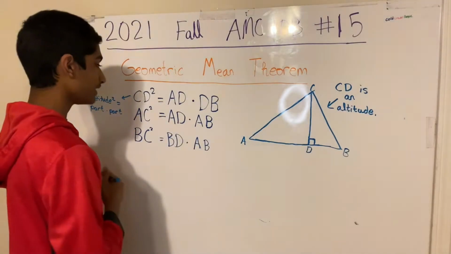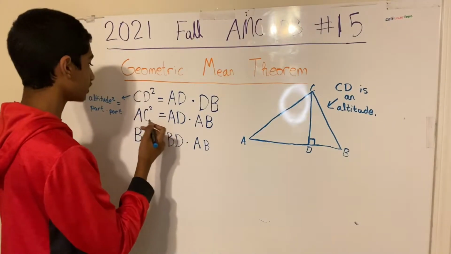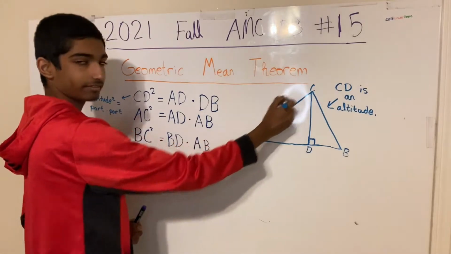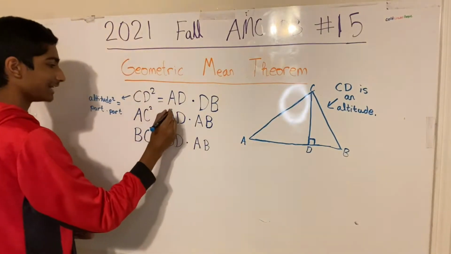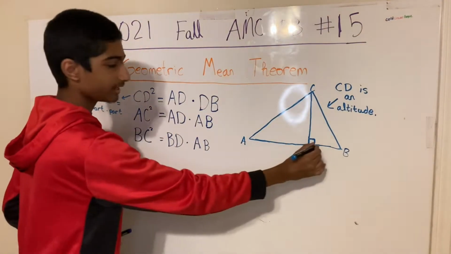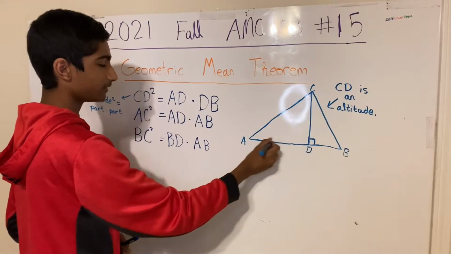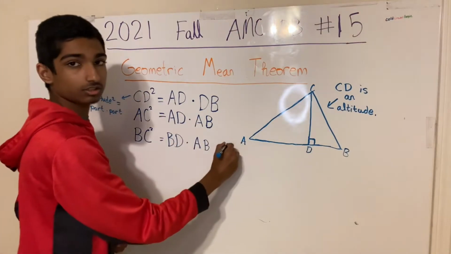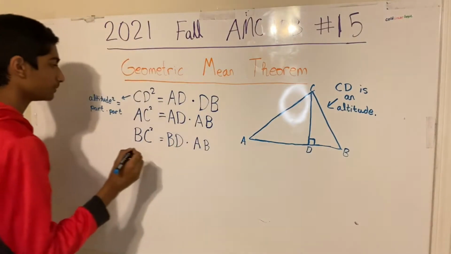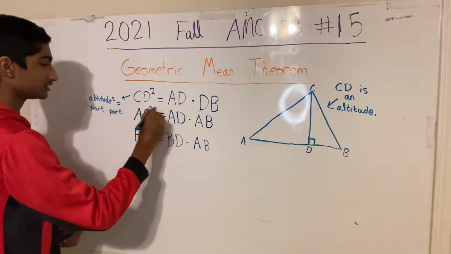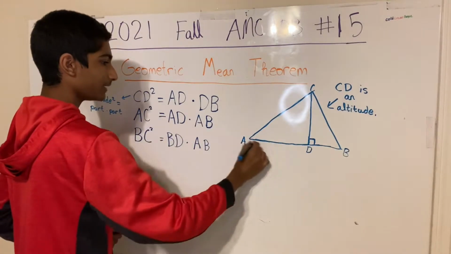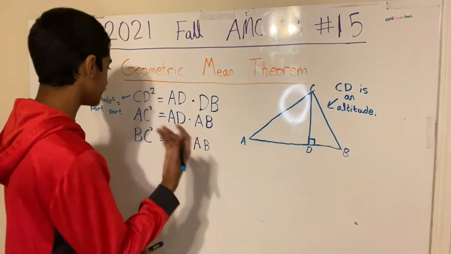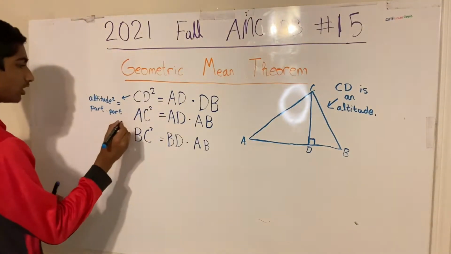Okay, so now that we have that, let's go on to the second conclusion we can make. And that is AC squared, which is one of the sides, is equal to AD, which is part of the base, the part of the base that's opposite to that, times AB, which is the whole base itself. So this is saying that side squared is equal to part of the base times the whole base. Or as I like to say, it's short times long, as that helps me remember it. Okay, let me write that out.